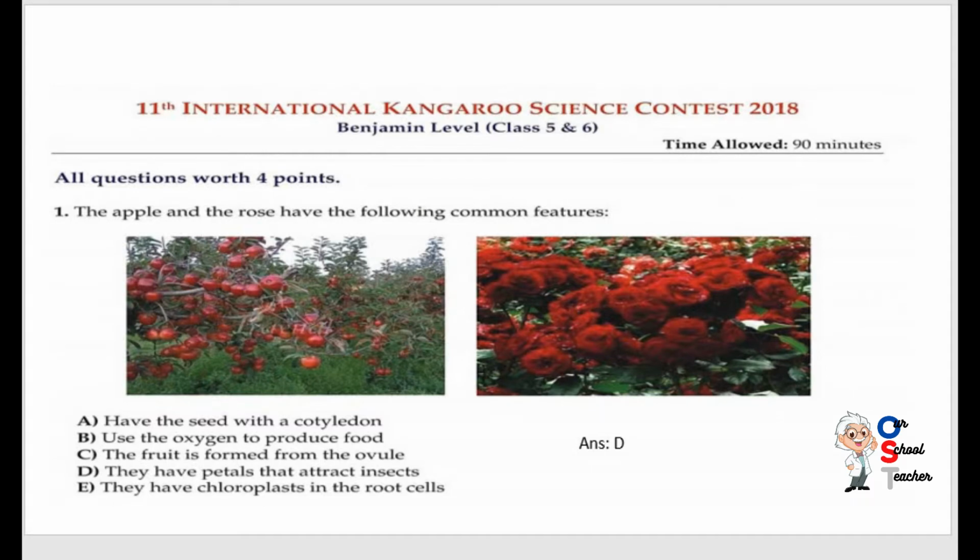You can have the answer for B. The fruit is formed from the ovule. Okay, we will check it. D. They have petals that attract insects. Yes, they have. They have chloroplast in the root cells. Actually, root cells are not involved in making food. So, root cells have no chloroplast. I have collected information. Just check it.